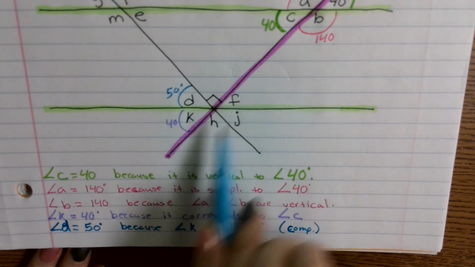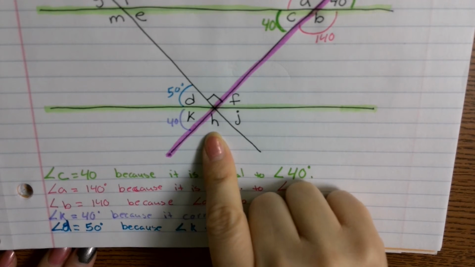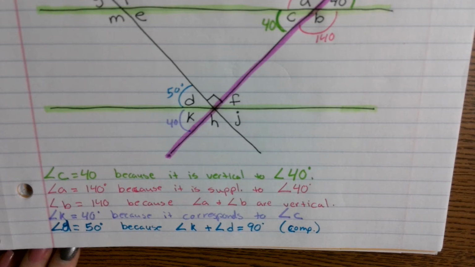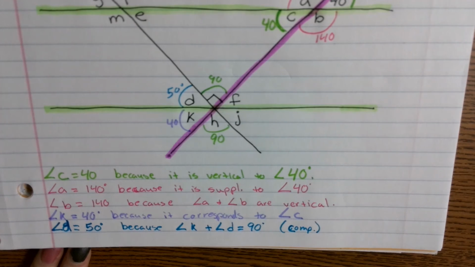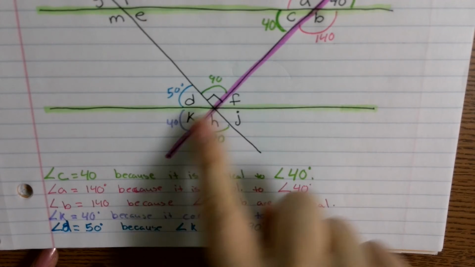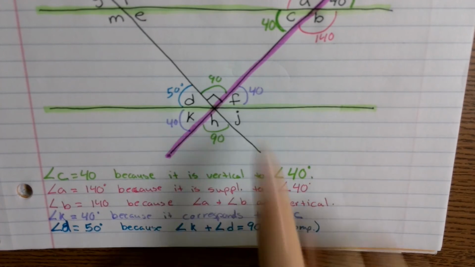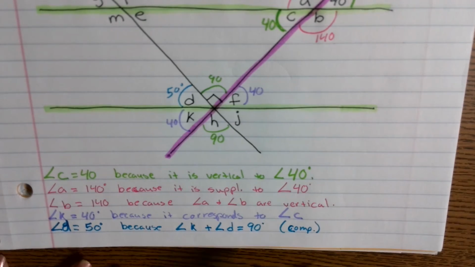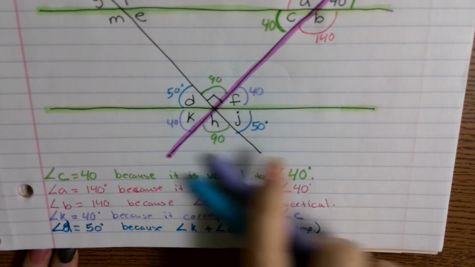Now, once I've got that stuff in here, I can start filling in all my vertical angle relationships, right? So let's fill in the rest of these vertical angle relationships. What is H going to be? 90. So we'll fill that in. Since this is 90, this is 90. What's F going to be? 40. It's vertical to K. So F is going to be 40. What's J going to be? 50 because D and J are vertical. So this is going to be 50. So we've got this done here.